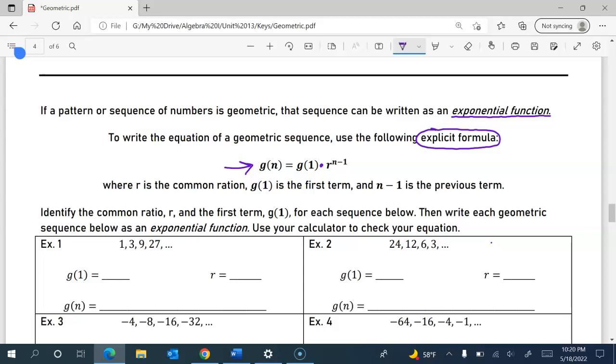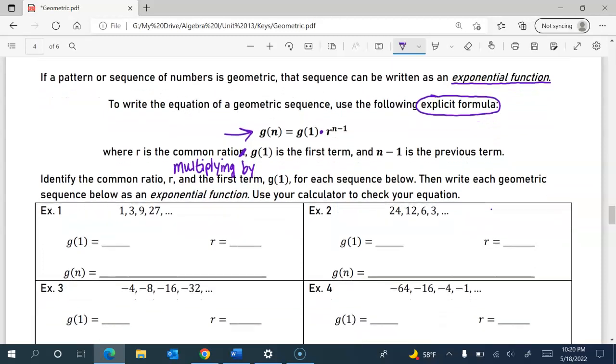Okay, r is your common, oh, this should say ratio. I'm so sorry. Get rid of that n. Should say ratio. r is your common ratio. That's what you're multiplying by. Just like yesterday, g of 1 is your first term, and n minus 1 is your previous term, right? So to identify the common ratio r, and we want to identify also the first term for each sequence, just like yesterday, right? But now we're writing a geometric sequence as an exponential function, right? We're raising something to the power of something else, right?